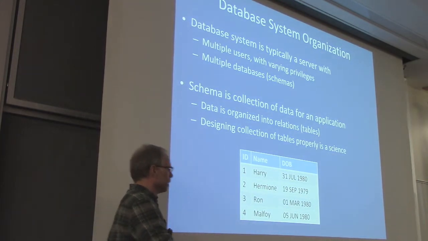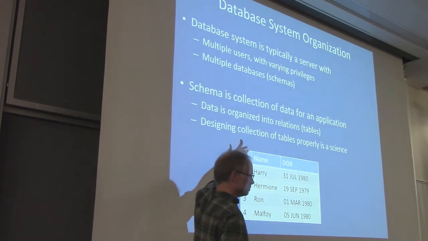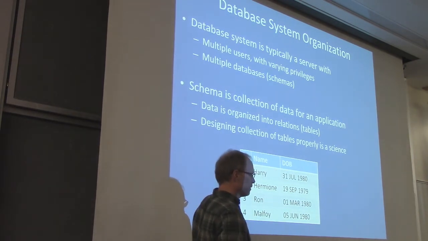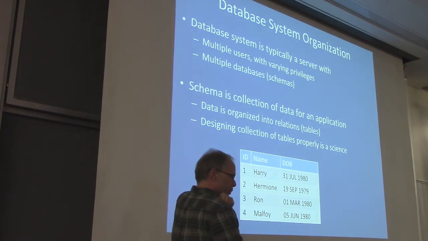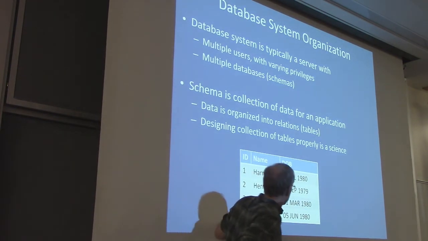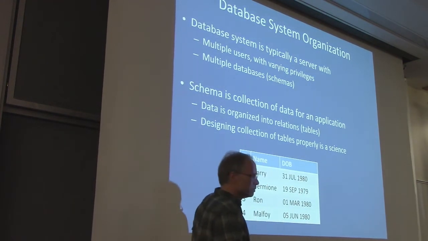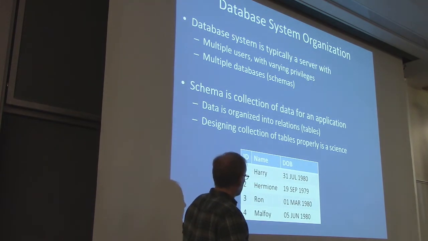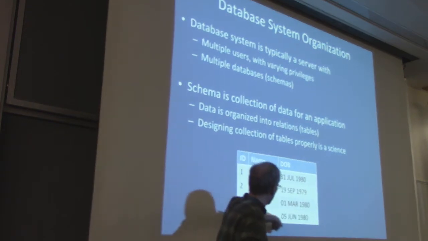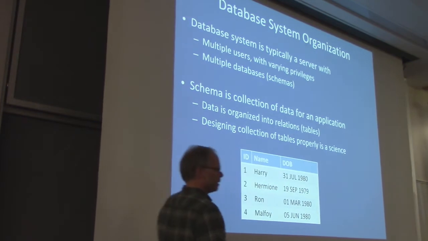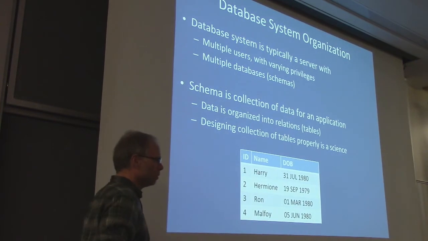You could create a table that has those pieces of information in it. And every time you want to add a person to the database, you add a new row to this table. So you add Dumbledore, ID 5, Dumbledore, and whatever Dumbledore's birthday is. So that would be a single table schema.